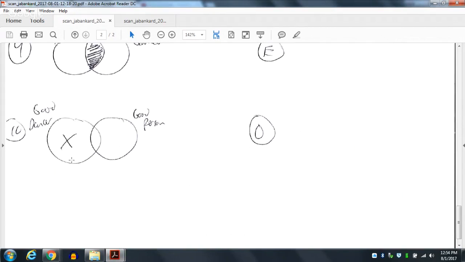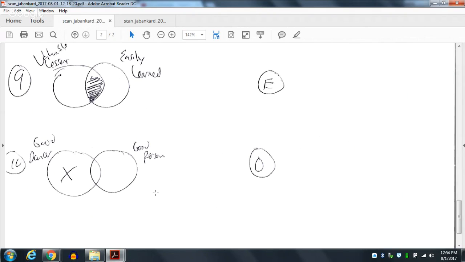Some are not. We have the category of good dancer. We have the category of good person. Some good dancers are not good people. Right? Some dancer exists here, maybe many, that are both good dancers but also not good people. That's an O claim. This is just practice for diagramming A, E, I, and O.